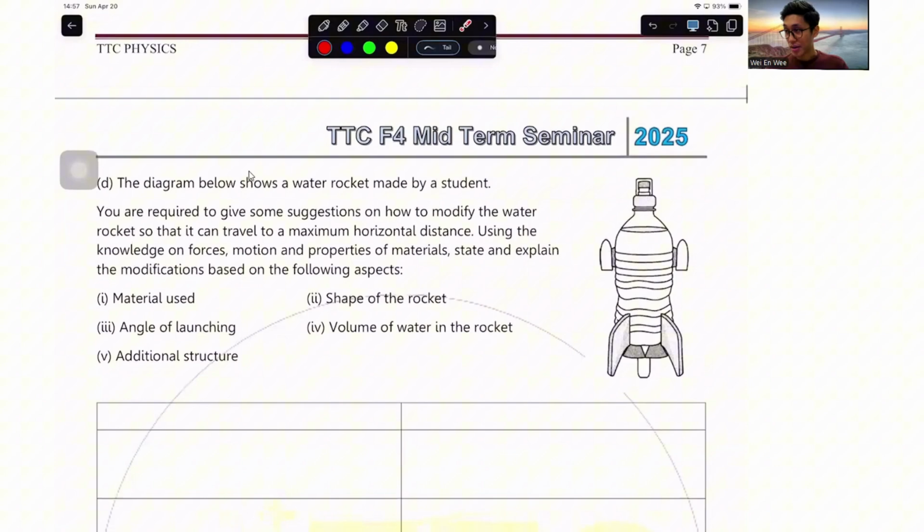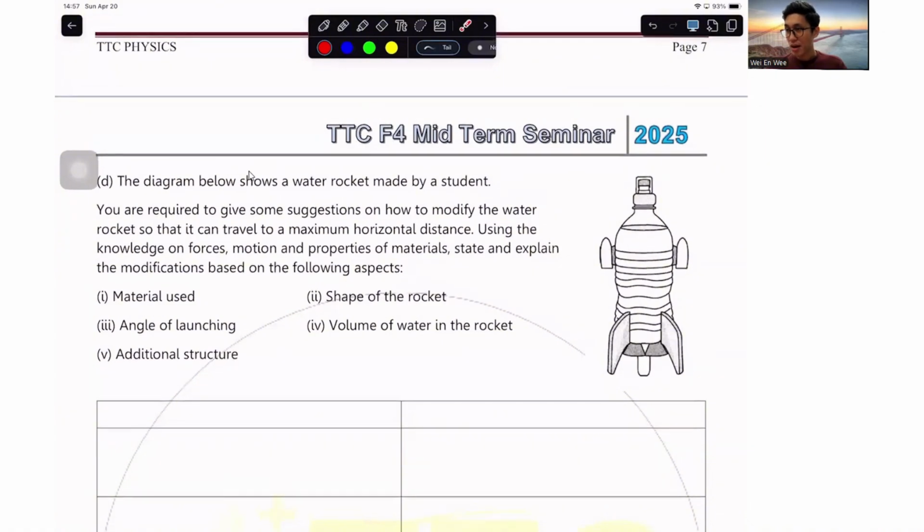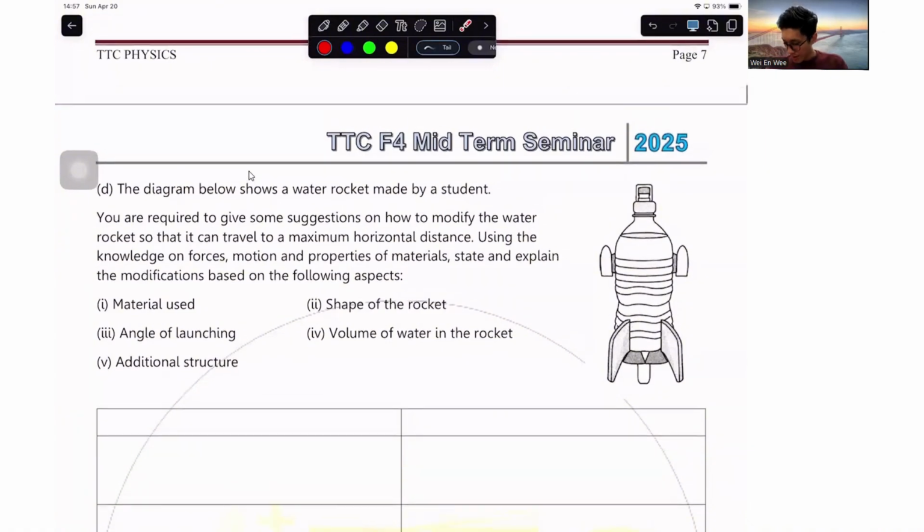Okay, all right, now, next one. The diagram below shows a water rocket made by a student. So a water rocket is similar to a rocket, but it shoots water. And you need to modify the water rocket based on this, all these different things, okay? And then you want it to travel the maximum horizontal distance. Okay? Horizontal distance.